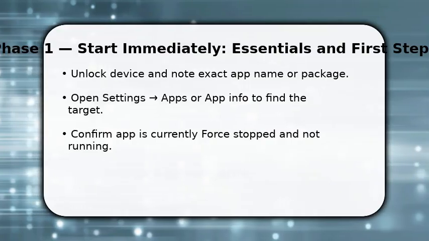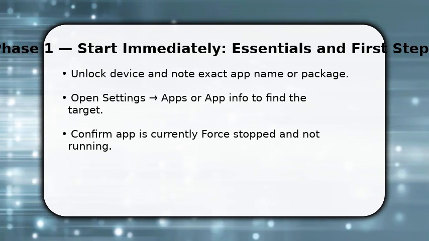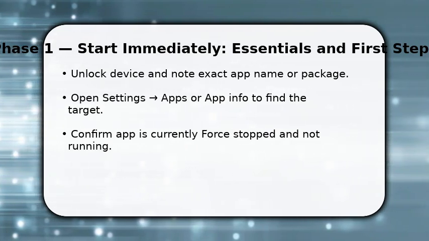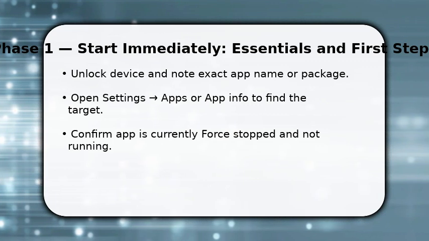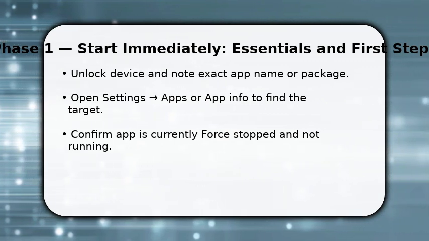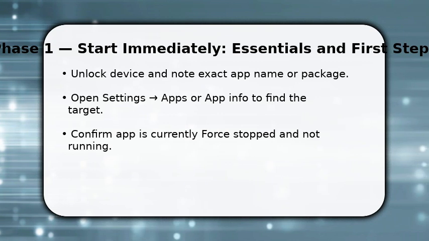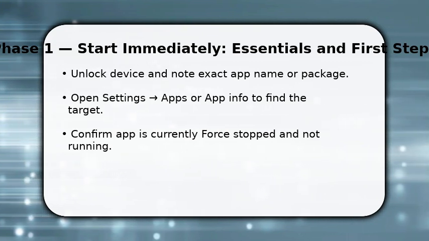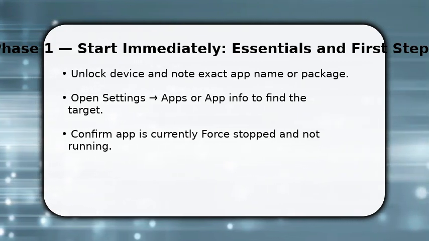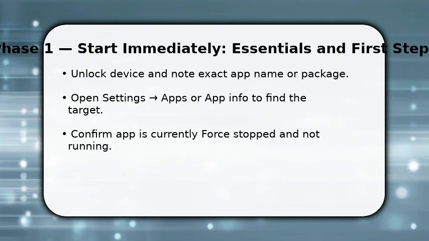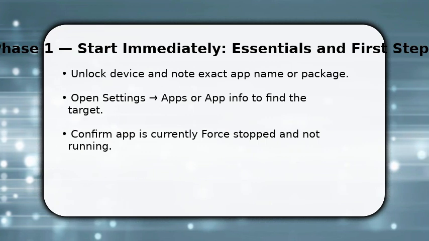You start by locating the app now. Open Settings and go to Apps or App Info so you're looking at the right entry. Once found, confirm it shows as force stopped. This matters because Android prevents background launches. Make sure you have any required credentials at hand and disable battery optimization temporarily for this app if it's active.